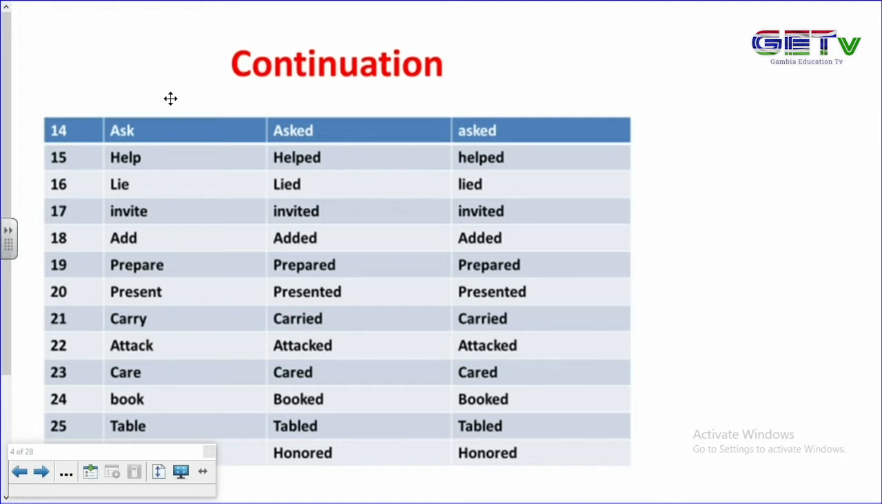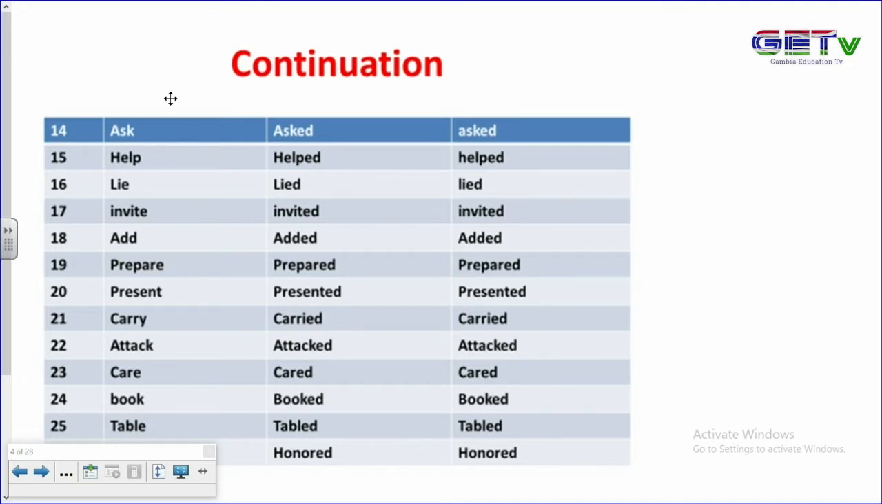You have lied to me. Invite, you add d only because the verb already ends in e, so you don't need to add ed. So what do you say? Invited. Add, you add ed because the verb does not end in e. What do you say? Added, added, added. I add some salt in the sauce. He added some salt in the sauce. She has added salt in the sauce.